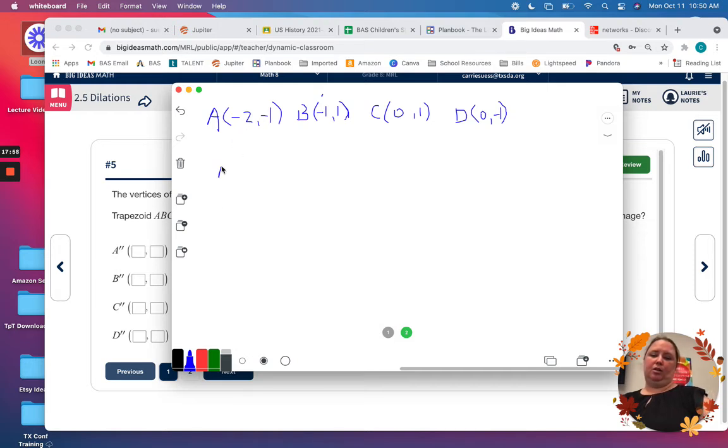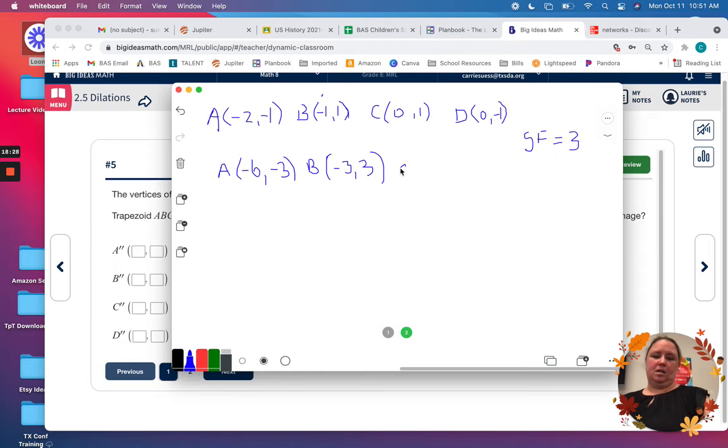Yes. So my new A would be -2 times 3, which is -6. And then 3 times -1 would be -3. Good. So my new B, -1 times 3, -3. And then 1 times 3. I'm going to put scale factor over here. Scale factor is 3.